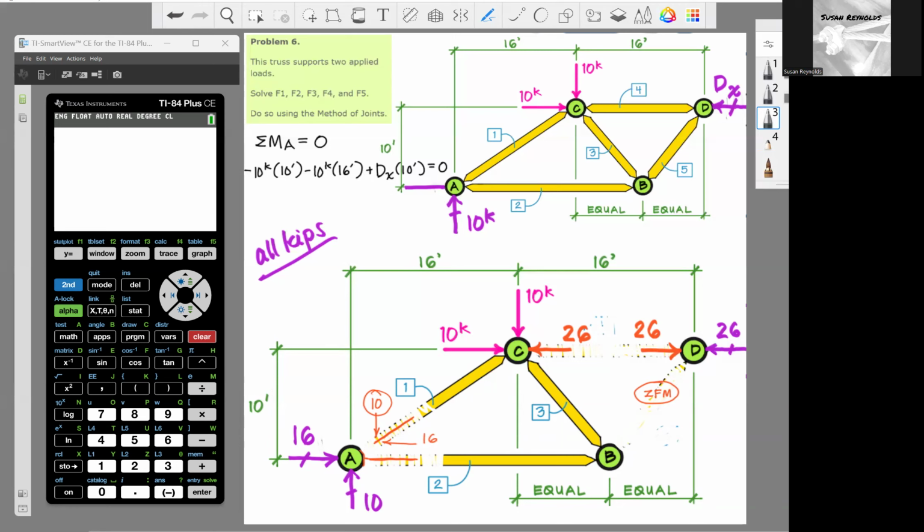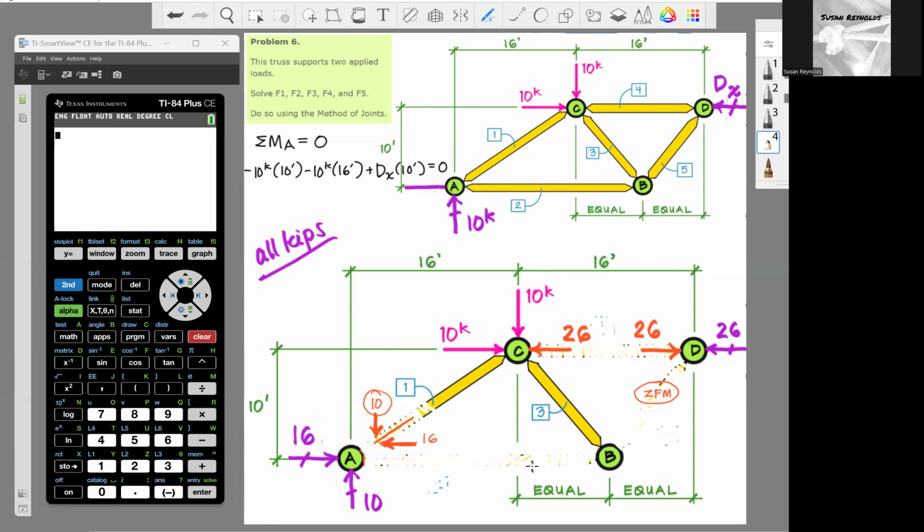I'm going to go ahead and make these a little more prominent. Let's see, finishing out and balancing node A. So in the vertical direction, 10 versus 10 balances. In the horizontal direction, 16 versus 16 balances. What does that tell us about member 2? It's actually a zero force member as well. Let's take it off the board.